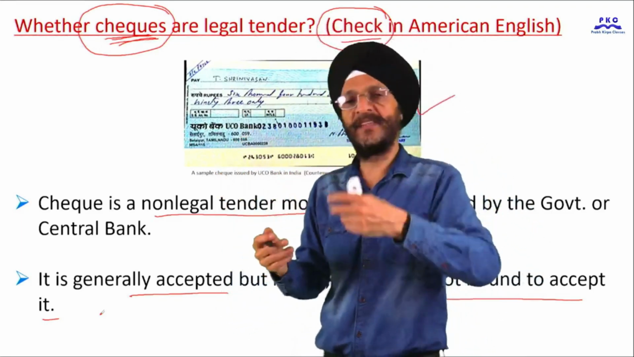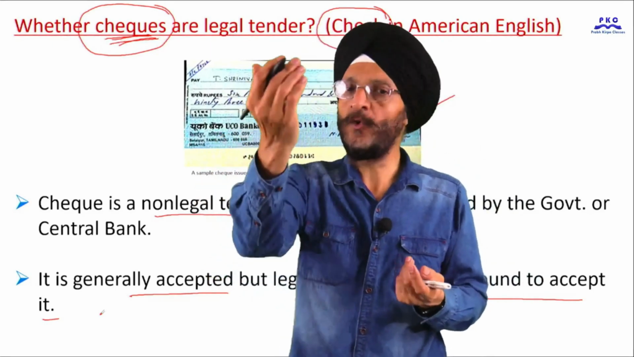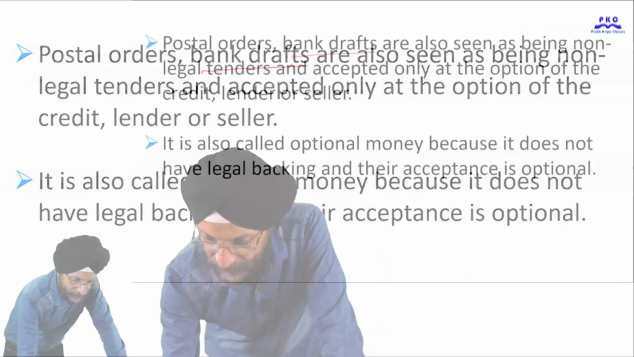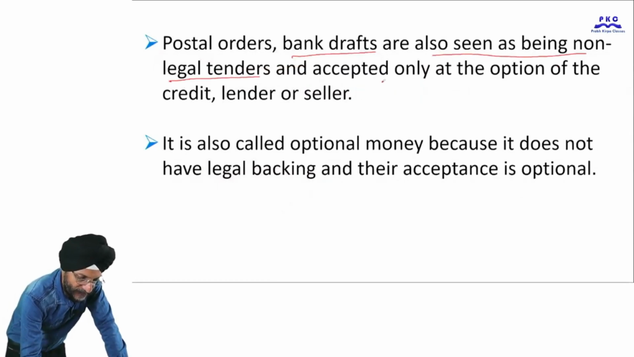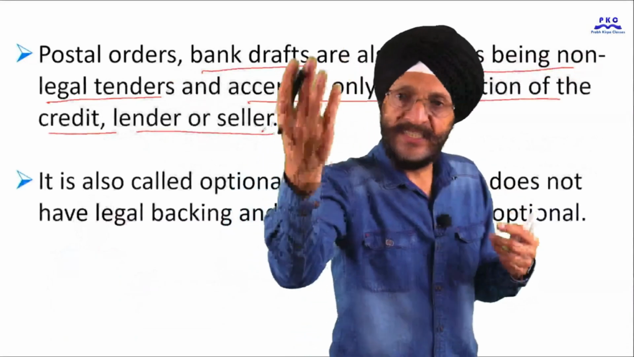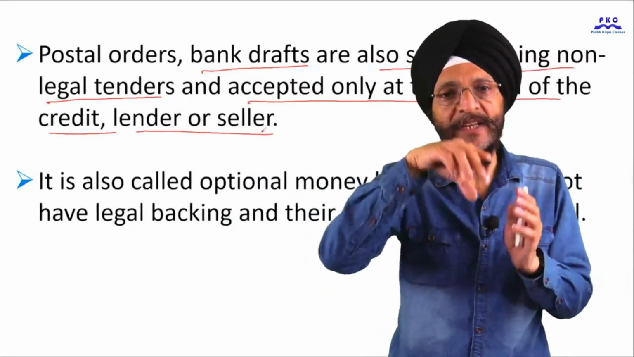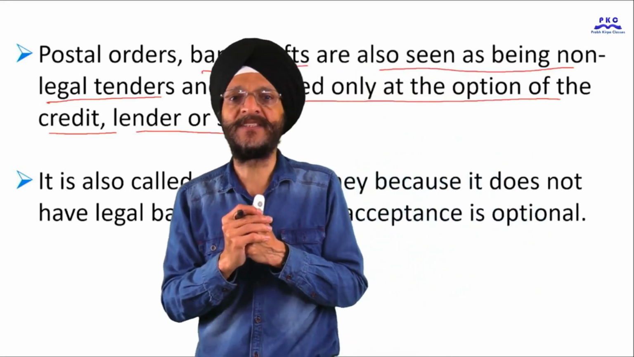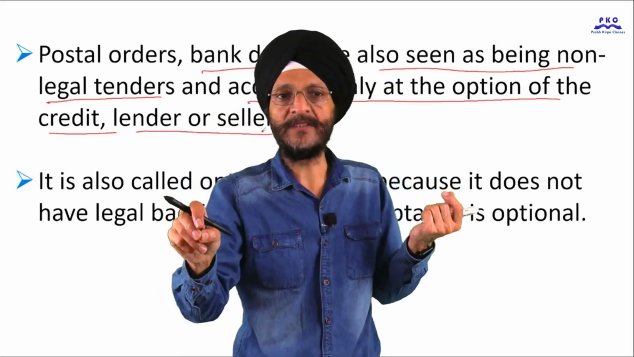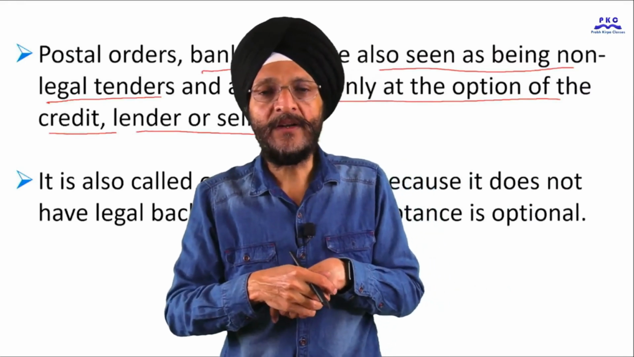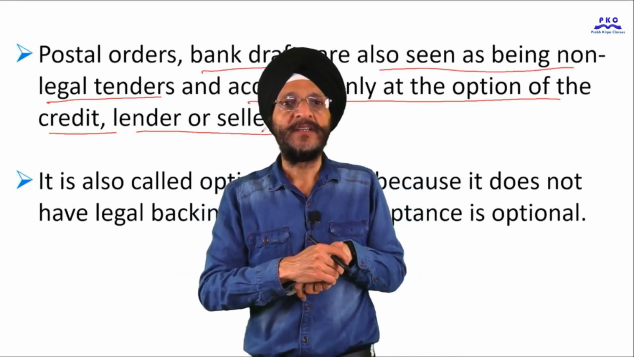If you are having a relationship with that car dealer, it may be possible that the car dealer or the jewelry showroom may accept the check. Further, postal orders and bank drafts are also seen as non-legal tenders and accepted only at the option of the credit lender or seller. That is, the seller may or may not accept the payment in postal order or bank drafts because these are also non-legal tender. The person is not legally bound to accept the same because bank drafts are issued by commercial banks, postal orders are issued by post offices. They are not issued by the government of the country or by the central bank of the country.